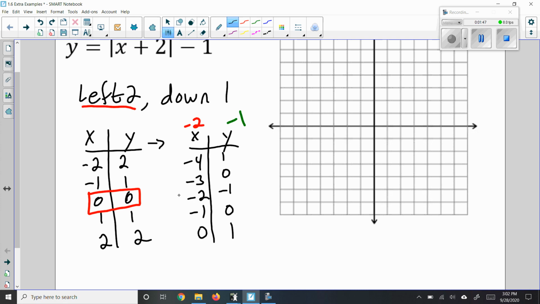So when we plot these points, -4, 1, -3, 0, -2, -1. And again, this number here in the middle is our vertex, and the absolute value is symmetric about that point. So these other points on the right, -1, 0, and 0, 1, should be the same. So our graph is going to look like that.